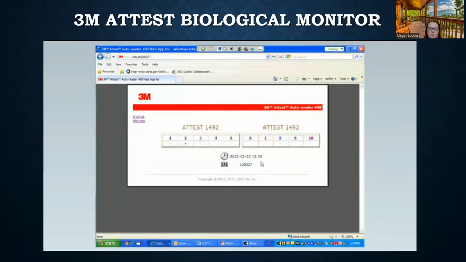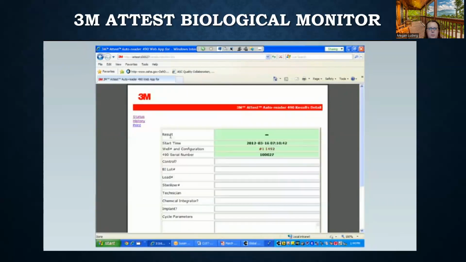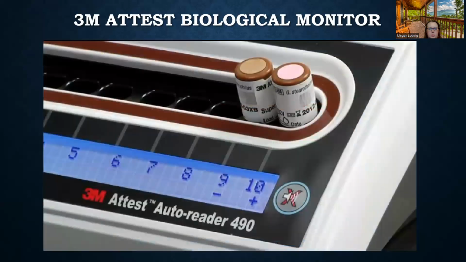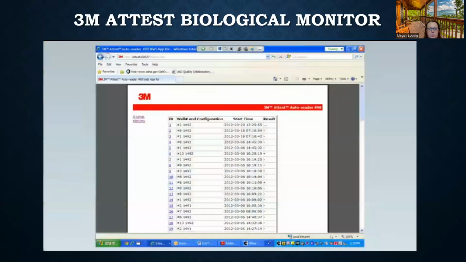The A-Test web app makes it easy to create records of BI test results. After inserting a BI in the A-Test Autoreader 490, open the results detail page for that BI by clicking on the corresponding well number from the status page. Enter the specific information for that BI in the empty form fields. Once the BI result is available, print or file the results detail page to create an individual record for the incubated BI. The Autoreader 490 stores results for the last 100 incubated BIs on embedded software. The web app history page provides a summary of these results.